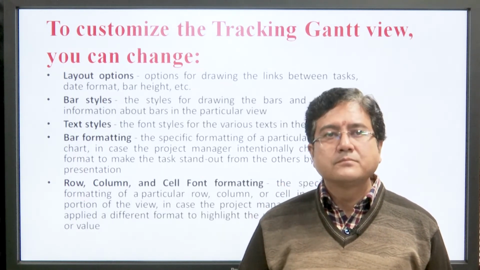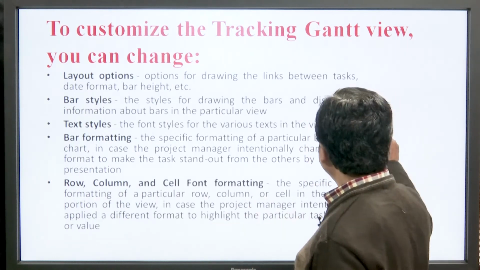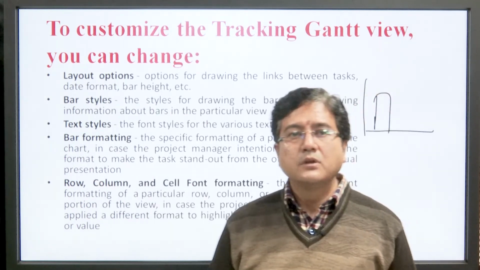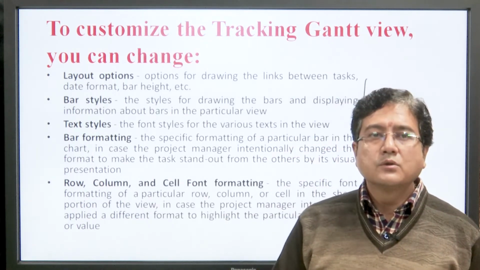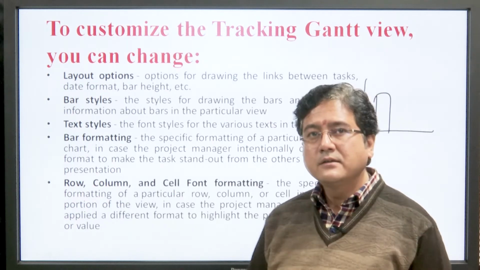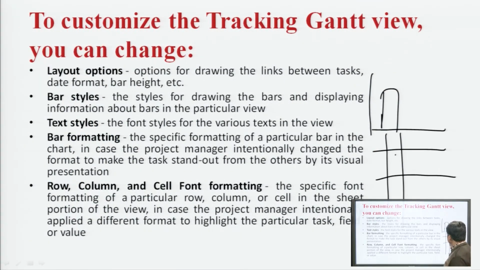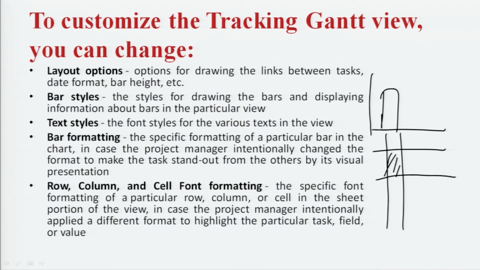Bar formatting. A bar means this one bar you can see in the chart. How can we format it? Column, cell, row: column and cell formatting. These are the cells, this is a column, this is a row. We need to control it and change it according to us, as we see in Excel. Excel is a very good software, we can do all these things in Excel.